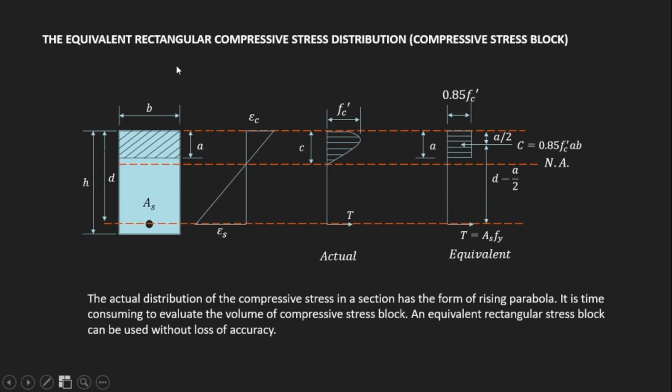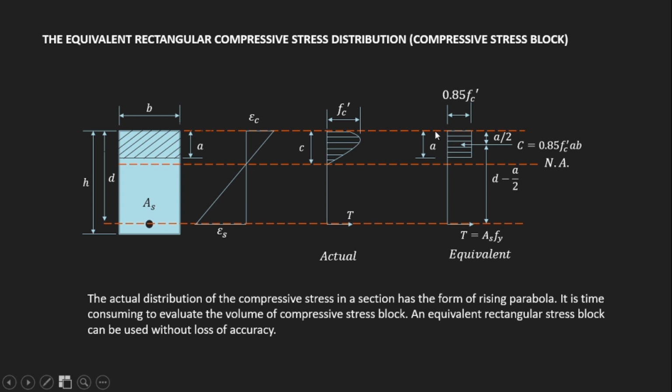So now, let's talk about the equivalent rectangular compressive stress distribution, or the compressive stress block. As you can see in the figure, this is the actual stress. We have the bending compressive stress at the top. It is parabolic, and it was made rectangular to make it easier to solve for our compressive force. Because if we solve the compressive force from the actual distribution, we would use calculus. But if we don't want calculus, we make an approximate value that is close. So this is the equivalent rectangular block.